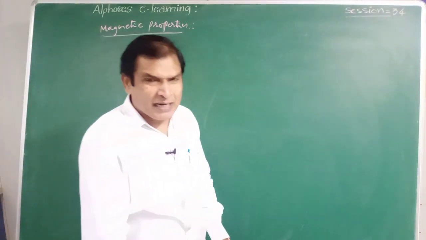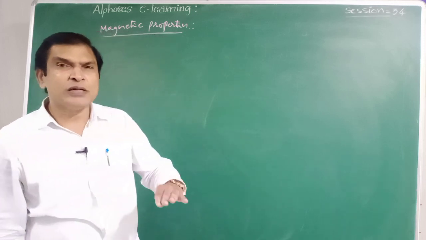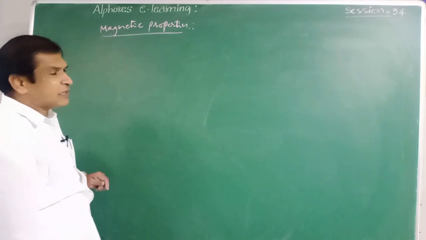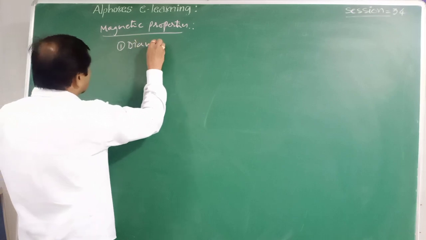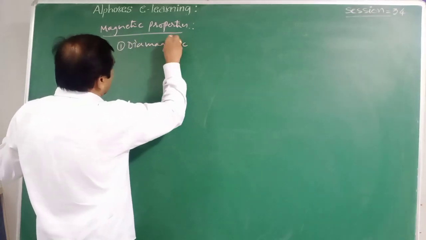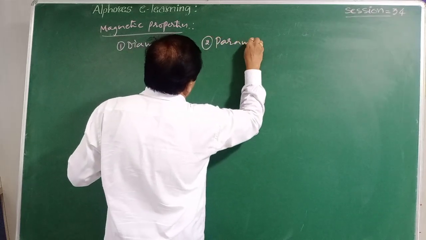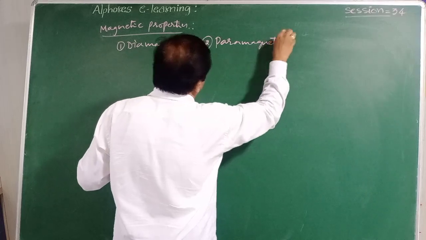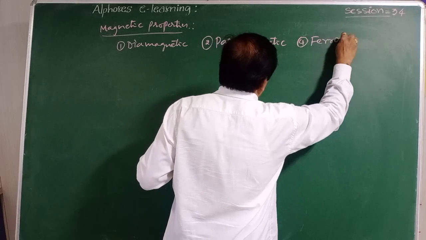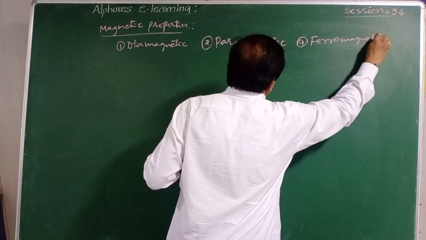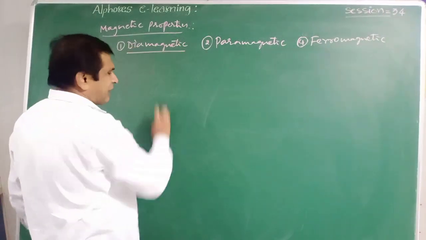Magnetic properties are classified basically into 3 types. There are many types, but now we are taking only the major classification: one is diamagnetic, the next one paramagnetic, and the last one is ferromagnetic. So what is the meaning of diamagnetic?